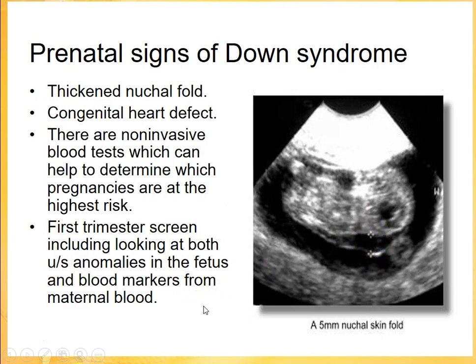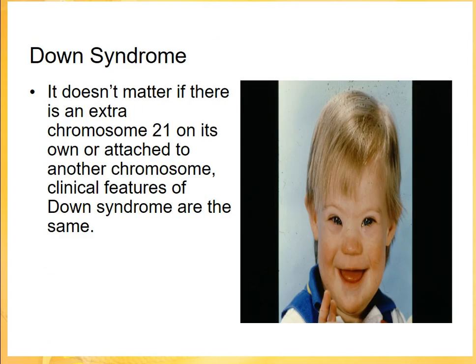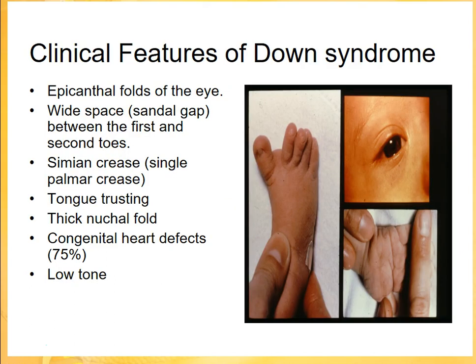And again, non-invasive blood tests can determine if the baby's at risk. First trimester screening, looking at both ultrasound of the fetus as well as blood markers, can be helpful in determining which babies may be affected. And as I said, the low-risk population has the most babies with Down syndrome, so the screening is needed not just in the high-risk population, but also the low. It doesn't matter how you get the extra copy of 21, the clinical features are similar.